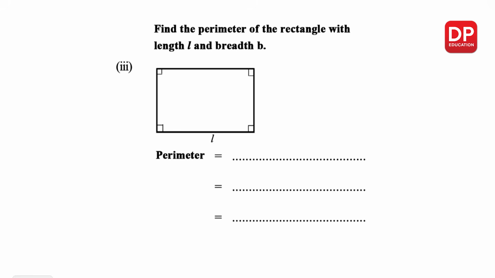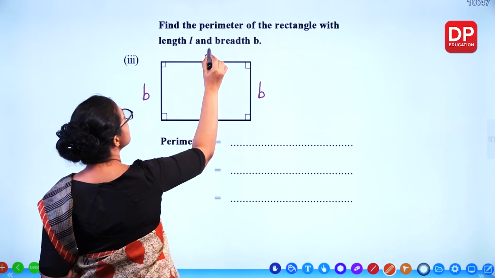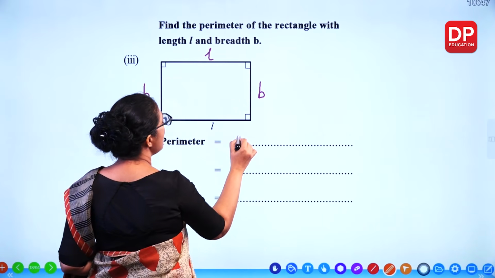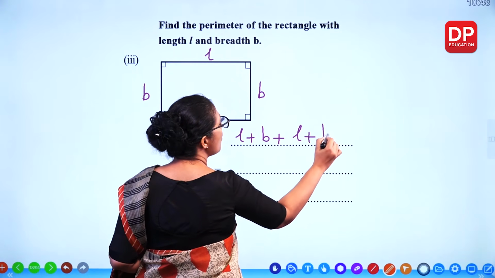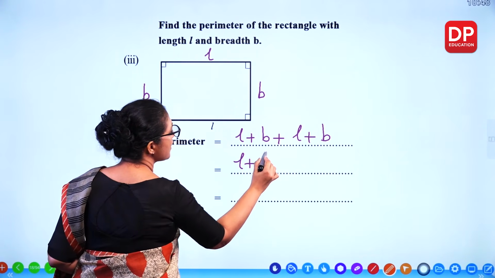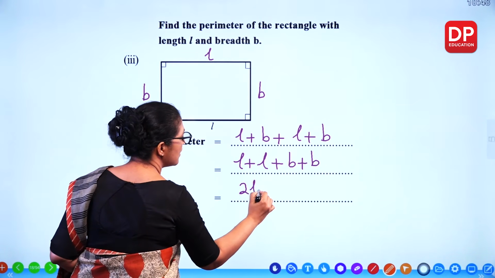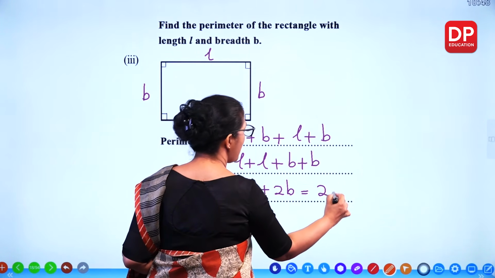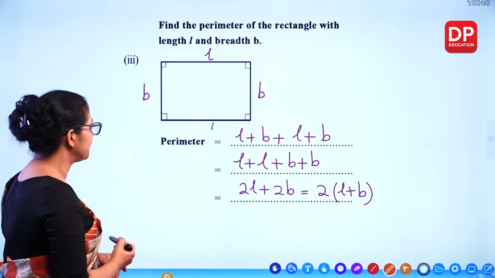Find the perimeter of the rectangle with length l and breadth b. If this is b, this is also b. This is l. So what's the perimeter? You can add the outer length of the figure: l plus b plus l plus b. Now we can add the like terms: l plus l is 2l, and b plus b is 2b. I can even take 2 out and write 2 times l plus b. So that's the perimeter of the rectangle.